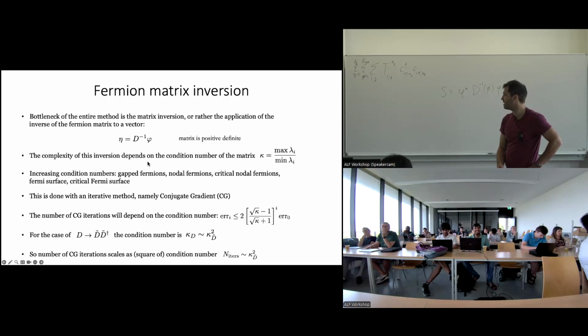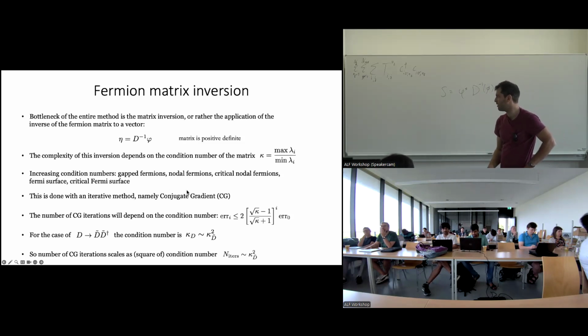And the complexity of this inversion doesn't depend so much on the size as it does on the condition number. The condition number of a positive definite matrix is just the maximum eigenvalue divided by the minimum eigenvalue. So if you have absurdly small eigenvalues, like you do in a gapless system, this number is going to be very large.